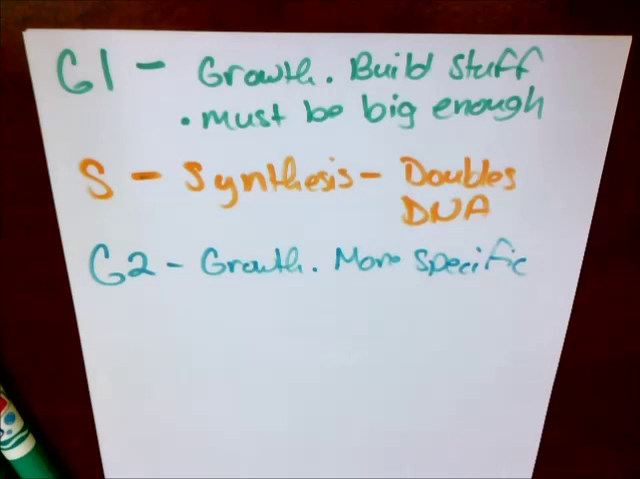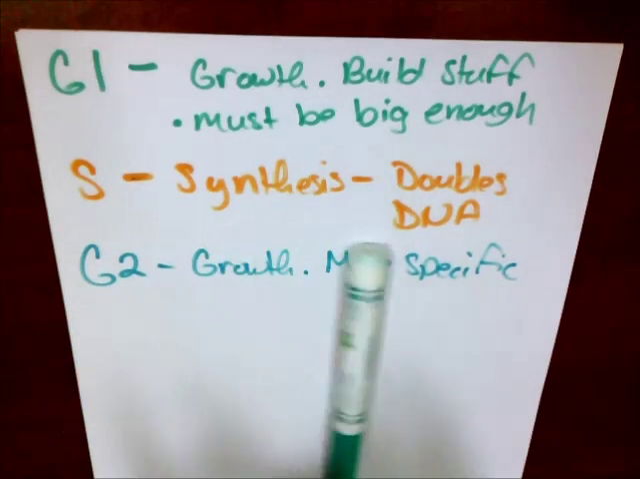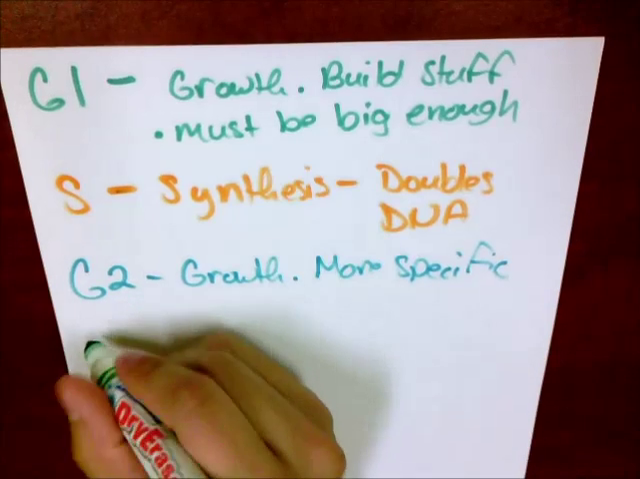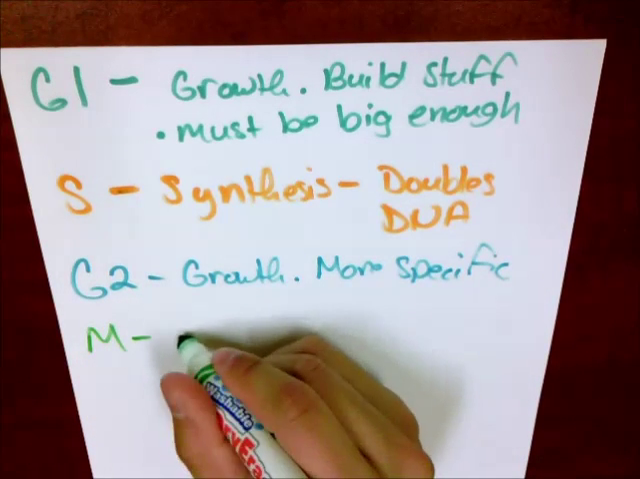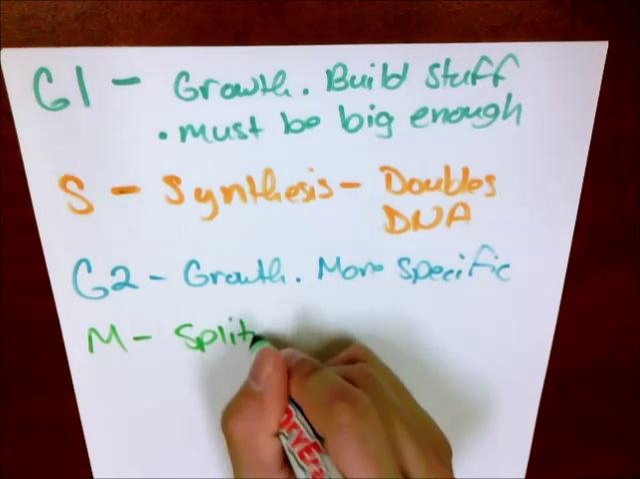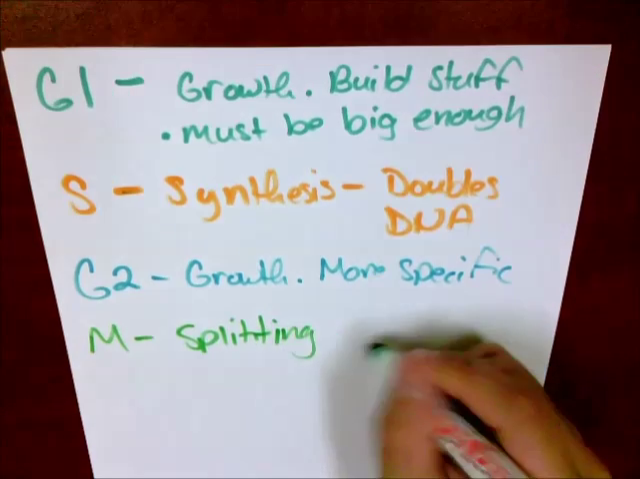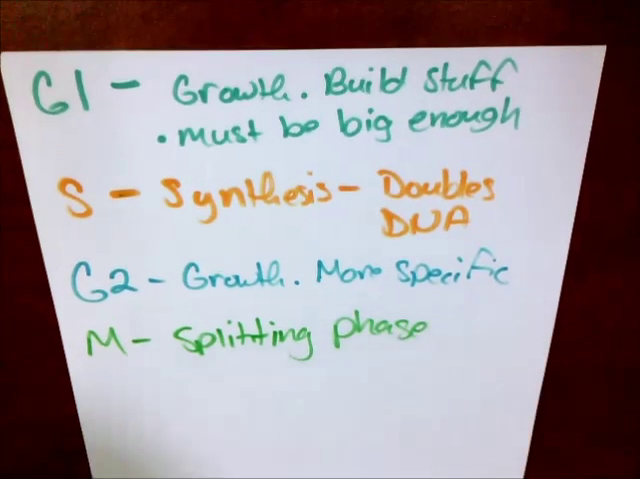The M phase is real simple. This is just a splitting. Green is what I have to use. M phase is that mitotic phase. This is that splitting phase. You guys know all of this if you've seen the other tutorials. It's exactly the same.